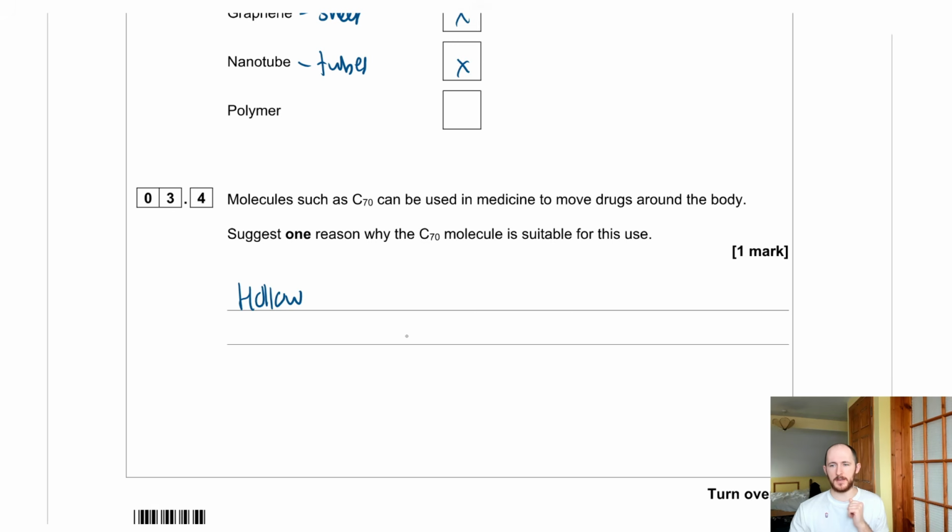The other reasons you could have given, I'm going to put them on the other side. It's unreactive because it's made of carbon. Remember, carbon's in group 4, so it's not very reactive. It's not toxic. Human beings are actually made up of lots of carbon, so completely fine if we have carbon in our body. It has a large surface area to volume ratio, which means you can get this high rate of reaction between the medicine and the cells or whatever you're trying to deposit in the body. But hollow, in my opinion, makes the most sense.